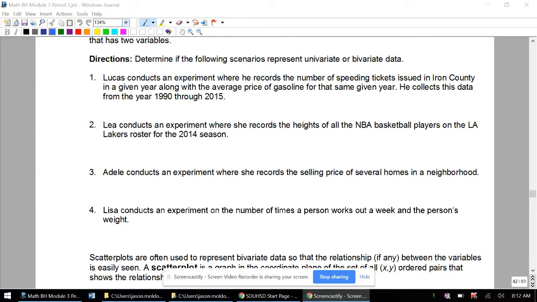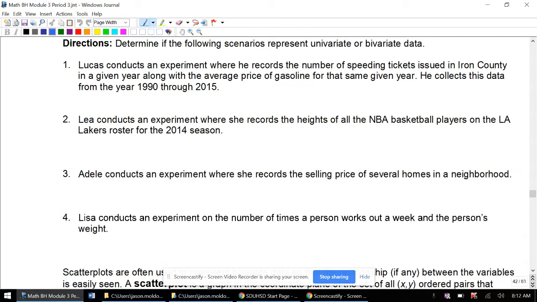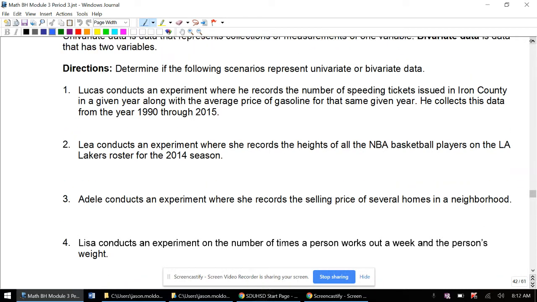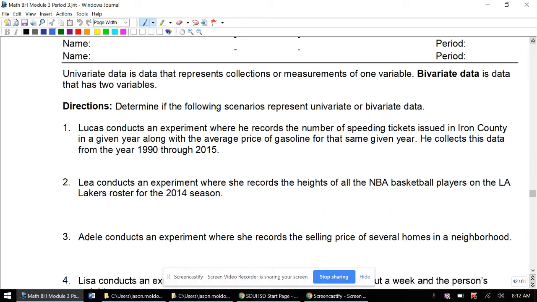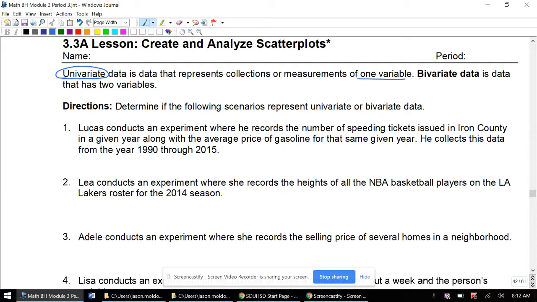In this video, I'm going to take you through the 3.3a lesson on creating and analyzing scatterplots. Univariate data is data that represents collections or measurements of one variable. And bivariate data is data that has two variables. Determine if the following scenarios represent univariate or bivariate data.